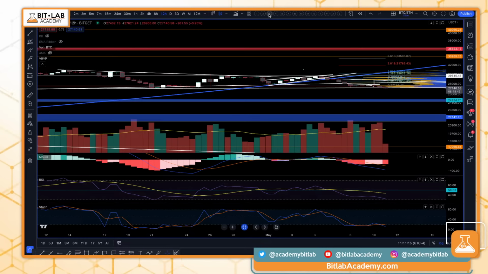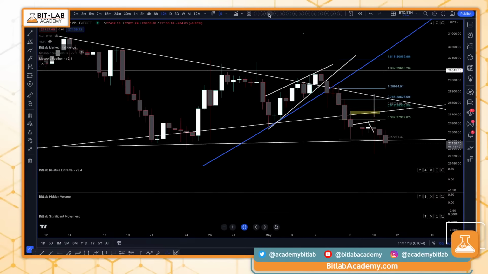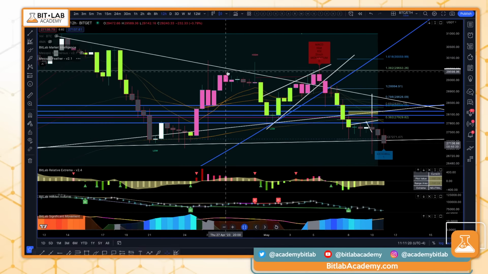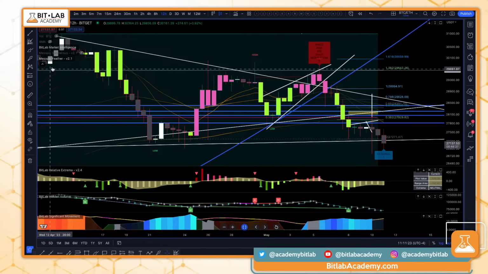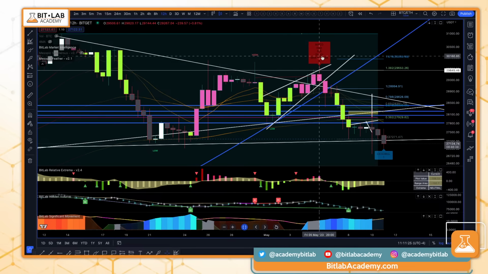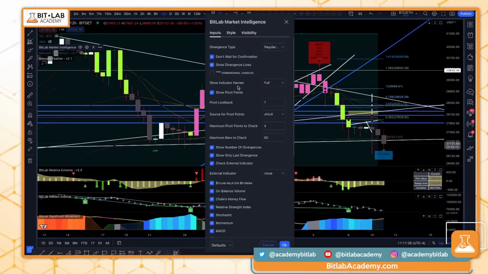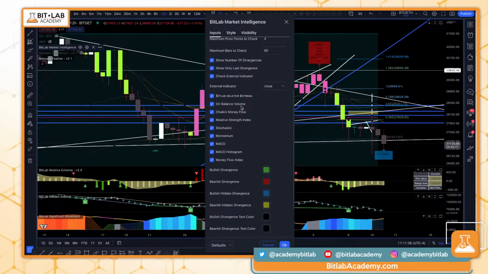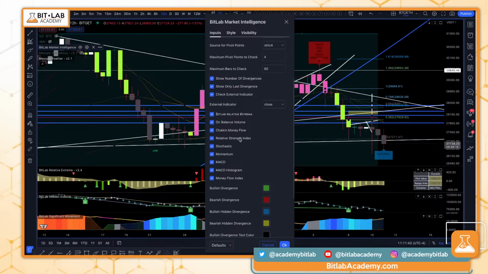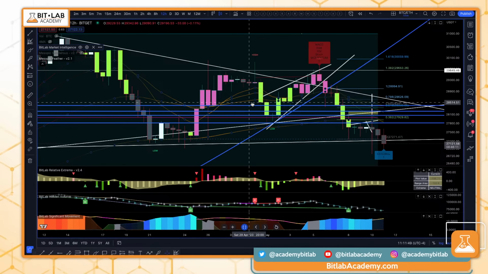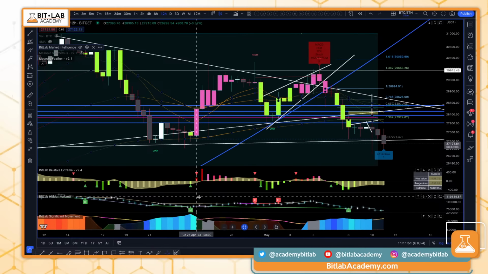Now, when we come to the BitLab trading stack, we can come here. This is the market intelligence, BitLab relative extrema. Market intelligence is showing us the reading of about 12 different indicators. You're seeing a lot of the divergences between essentially MACD. Here's all the divergences it reads: on balance volume, Chaikin money flow, relative strength index, stochastics, momentum, MACD, money flow, as well as showing high and low pivot points. In addition to that, showing an EMA ribbon. And we've got a huge update coming to market intelligence and some of the other indicators as well.